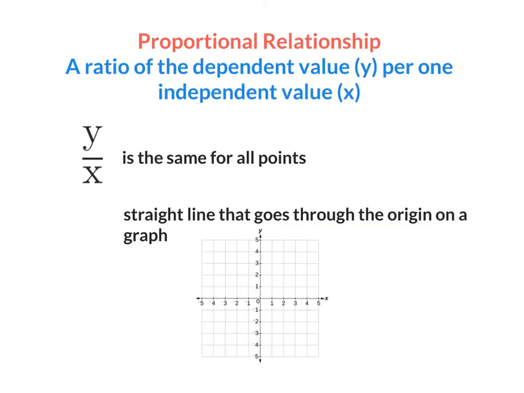Proportional relationship. It's a ratio of the dependent value y per one independent value x. So y divided by x is the same for all points. You will always get the same answer. So a straight line that goes through the origin on a graph would be proportional, as well as this would be proportional. And the reason why is because they both go through the origin. So it's a proportional relationship.